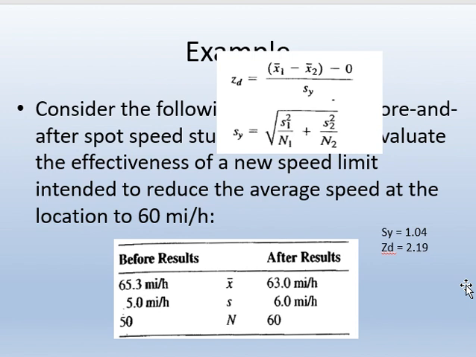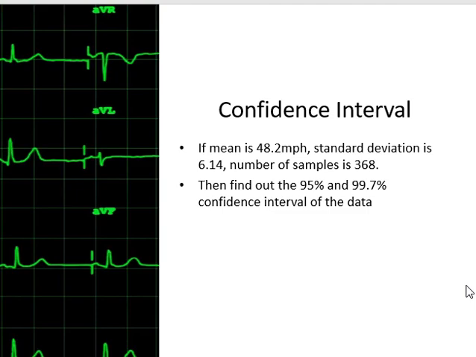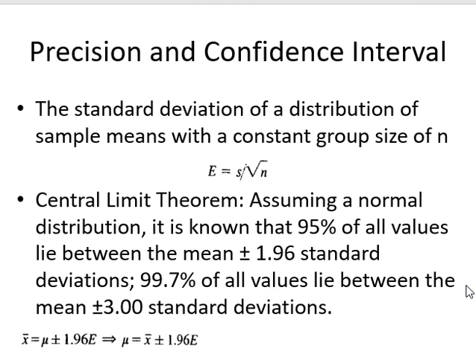So what we will do, we'll apply the central limit theorem. Central limit theorem says that 95% of the data lies in this range. We discussed it, right? Normal distribution has a central limit theorem.